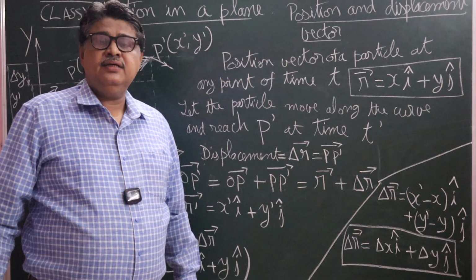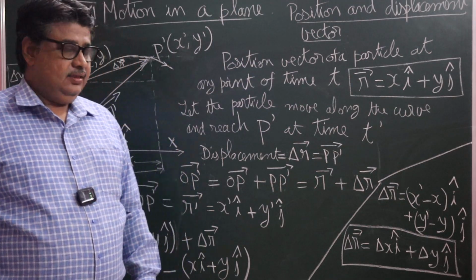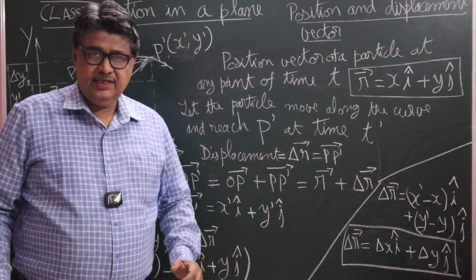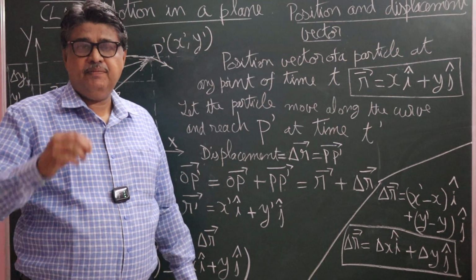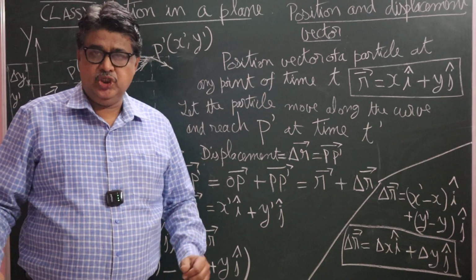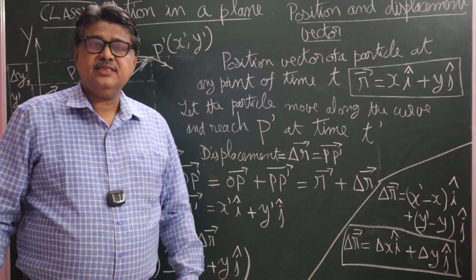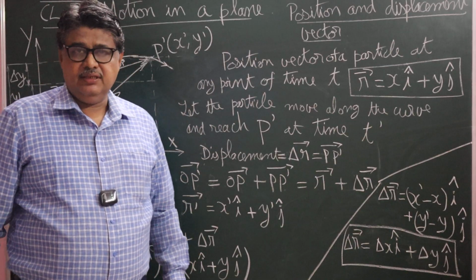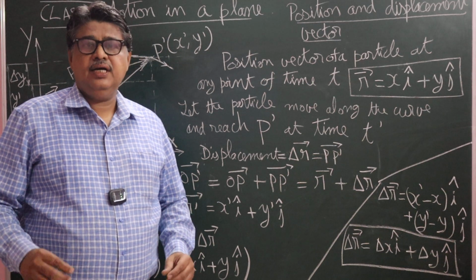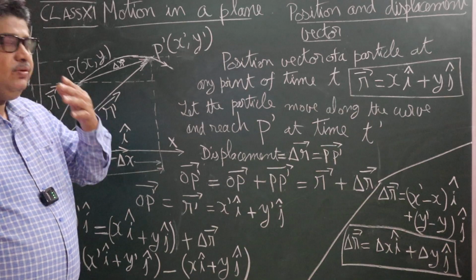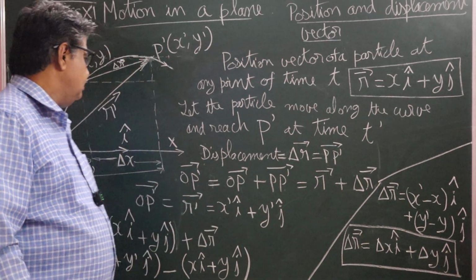Now let us see the position vector of a particle. What is meant by position vector? Position vector is the position of a particle at any point with respect to origin. We always calculate or mention the position of a particle or an object with respect to some origin.